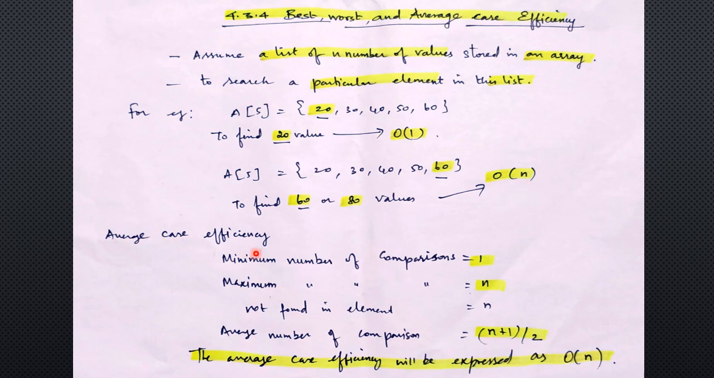In the average case efficiency, the minimum number of comparisons is 1, if you get it immediately. The maximum number of comparisons is n, and for elements not found it is also n. So the average number of comparisons is (n plus 1) divided by 2. The average case efficiency will be expressed as O of n.